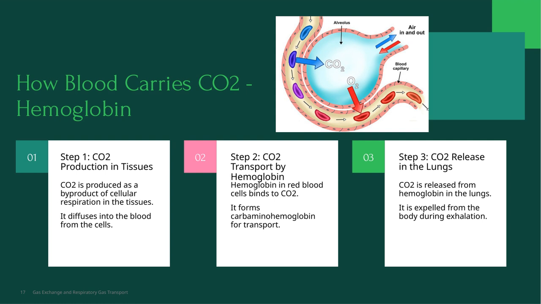This CO2 then diffuses out of the cells and into the bloodstream. The next step involves hemoglobin in the red blood cells, which binds to this CO2. When it binds, it forms a compound called carbaminohemoglobin, which is how CO2 gets transported through the blood. Finally, when the blood reaches the lungs, CO2 is released from the hemoglobin.